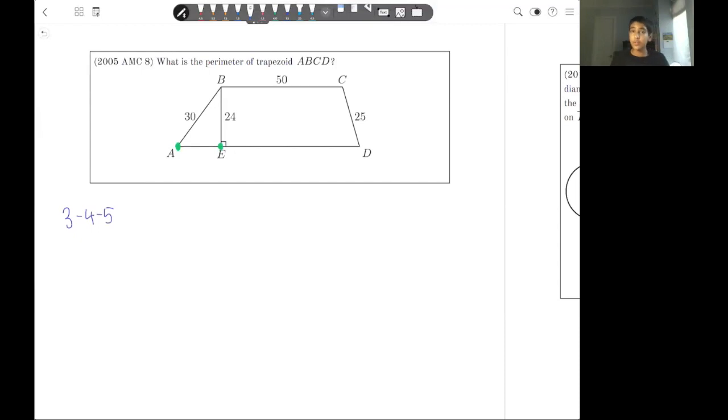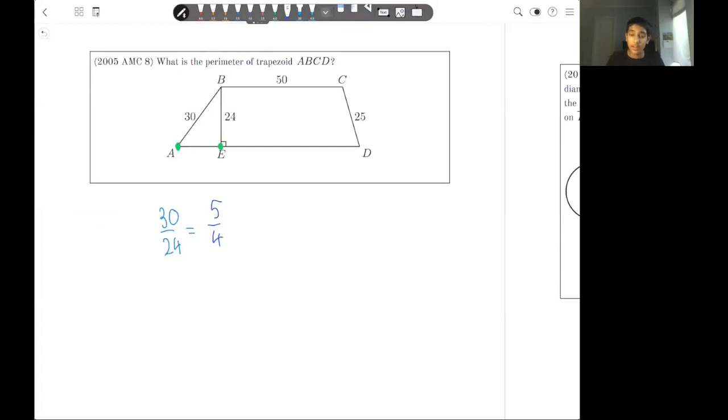I think we should actually move on because we have many more problems to cover. So ABE is a 3, 4, 5 triangle. The reason for this is, whenever you see these kinds of side lengths, you should look for the ratios of the side lengths. So the ratio of 30 to 24 is, sorry, not 5 to 3, 5 to 4. The ratio is 5 to 4.